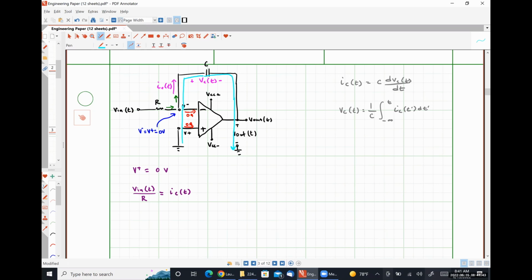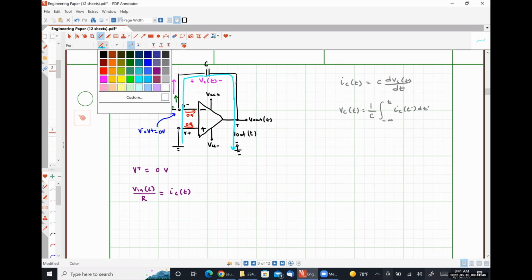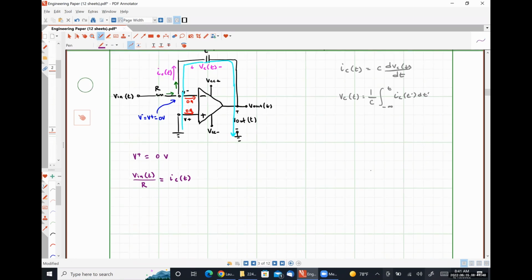Then we see the positive polarity terminal of VC. So we're going to have VC of T. Then we see the positive polarity terminal of V out. So we'll have plus V out of T is equal to 0. And we can simply rearrange this to say V out is negative VC.